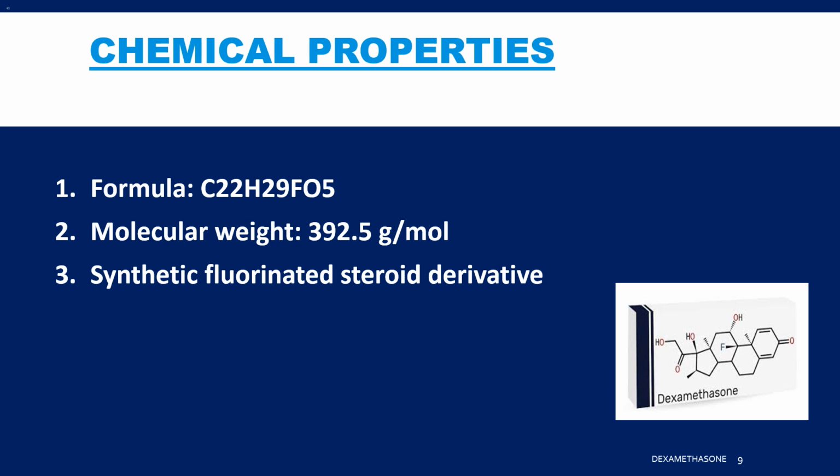2. Molecular weight. Dexamethasone has a molecular weight of 392.5 grams per mole, which is a measure of its molecular size and weight. 3. Synthetic fluorinated steroid derivative. Dexamethasone is a synthetic steroid that has been fluorinated, meaning it contains a fluorine atom in its molecular structure, which contributes to its potency and pharmacological properties.